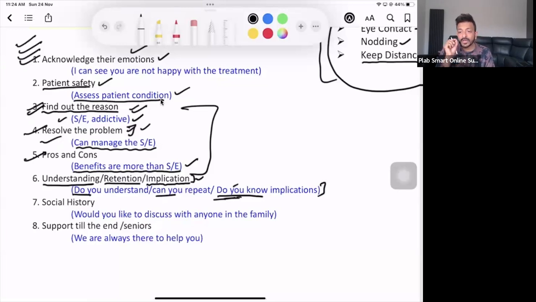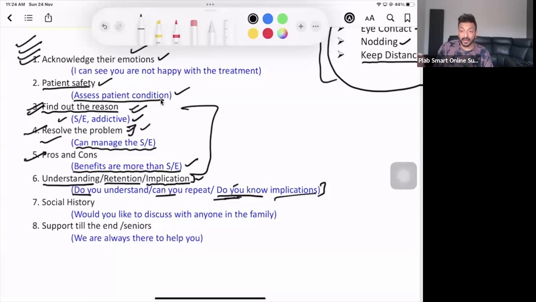Do you know, if you will not take these medicines, meaning aspirin, clopidogrel, ramipril, bisoprolol, statins, diuretics, do you know if you will not take these medications, what's going to happen to you? So that is what I'm trying to check, the implication, the consequences. Do you know the consequences? Do you know the implications of not taking the medications?